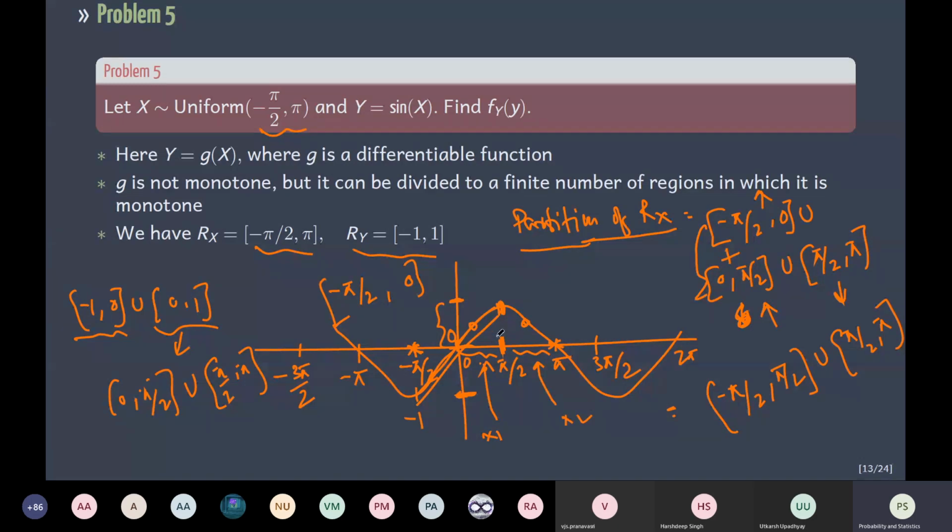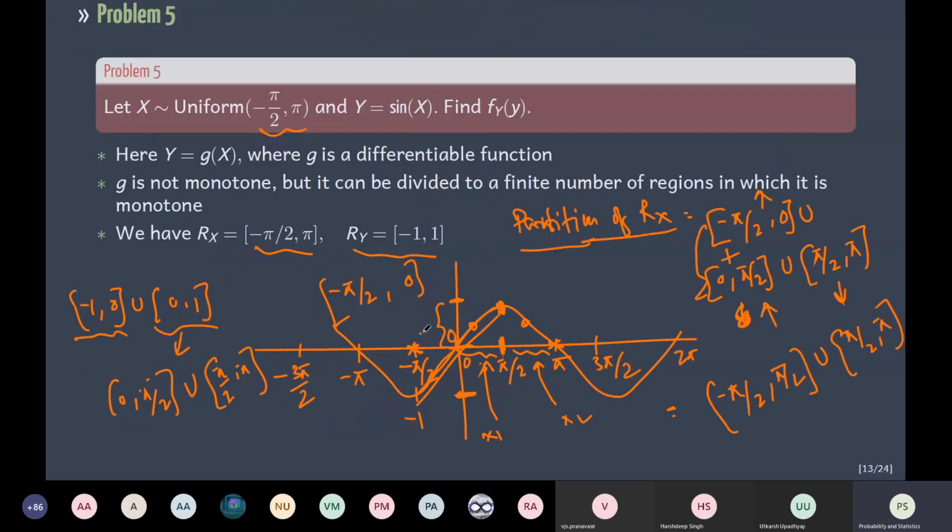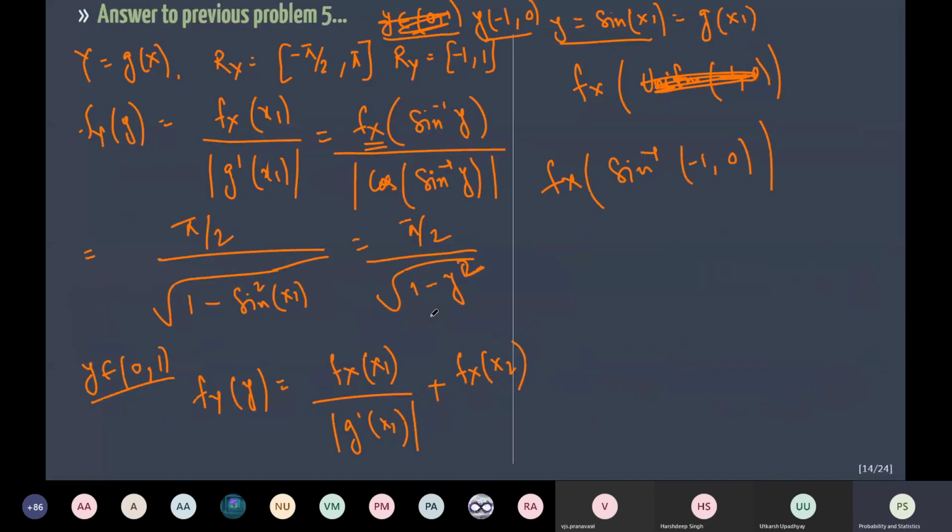Okay, for which I will find the inverse. So this will be plus fx of x2. This x1 is not the same as this x1. This x1 was this x1, right? Okay, so let us work through this and see if this makes sense.